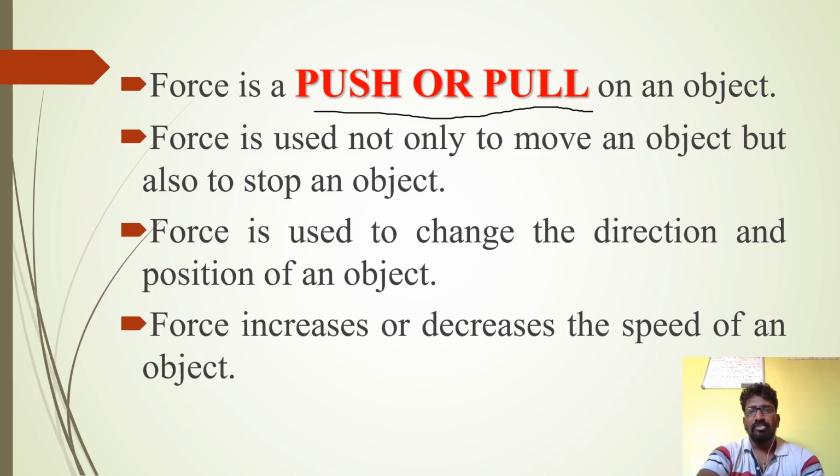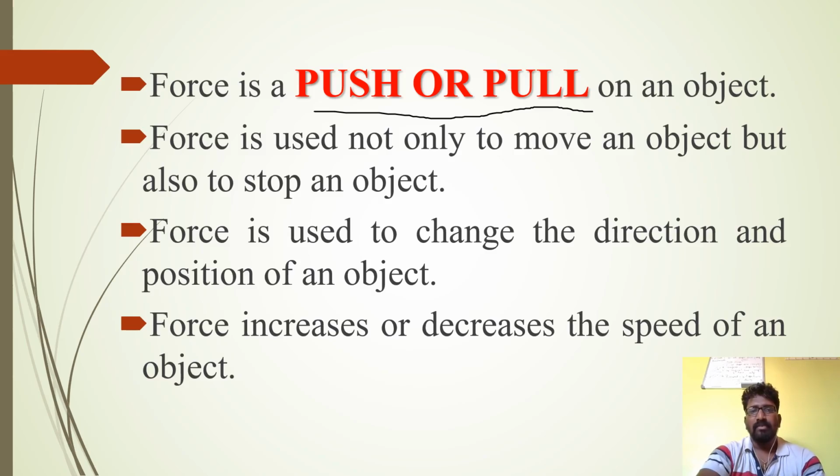Changing the direction and position of an object means, if you try to put a book on the bench and try to drag the book without any intention, definitely, without your knowledge, the book is going to move in some other direction. So you have applied the force, so that book has been moved in some direction, and also the position will be changed because it is not in the same position which it was in before applying the force. That's why we can say that force is used to change the direction and also the position of an object.